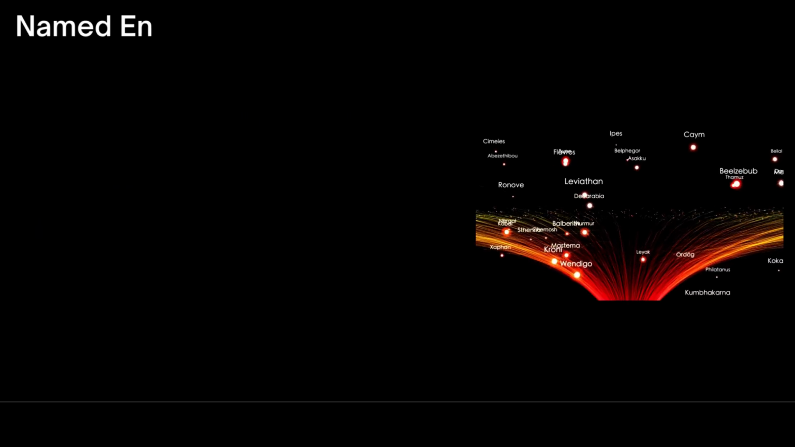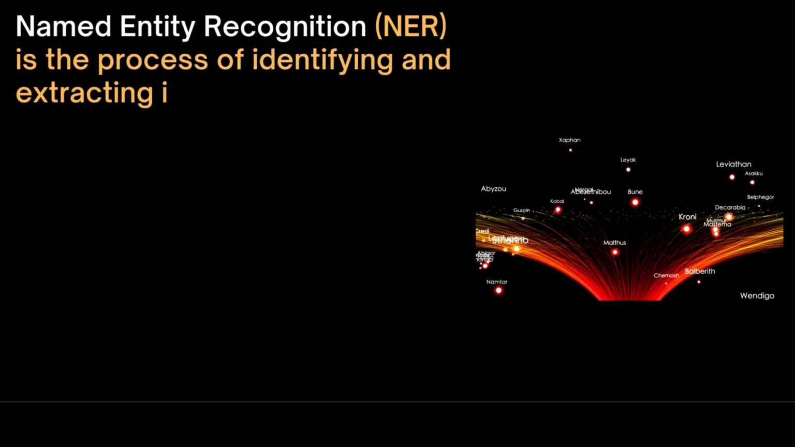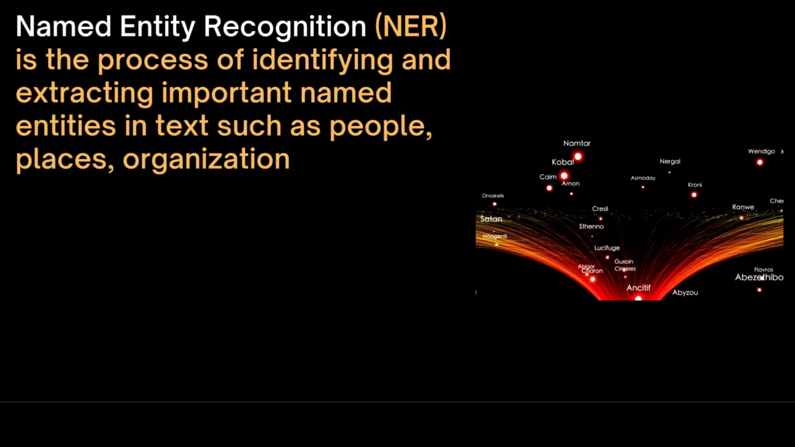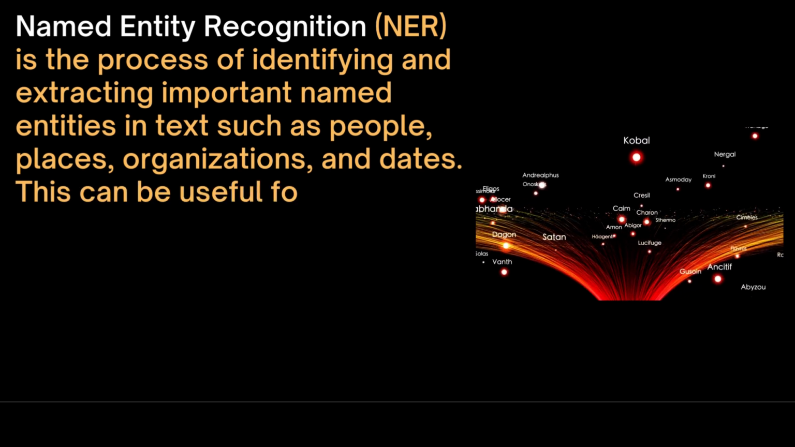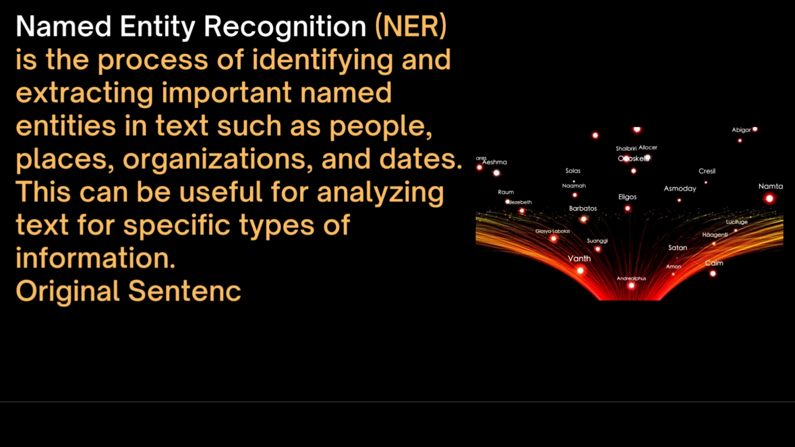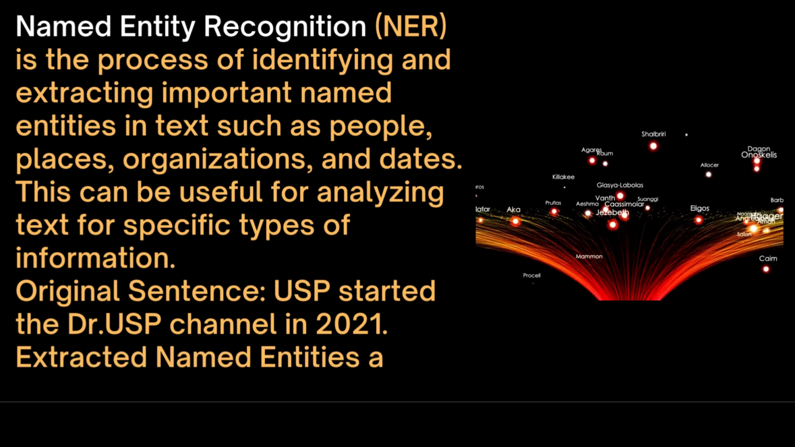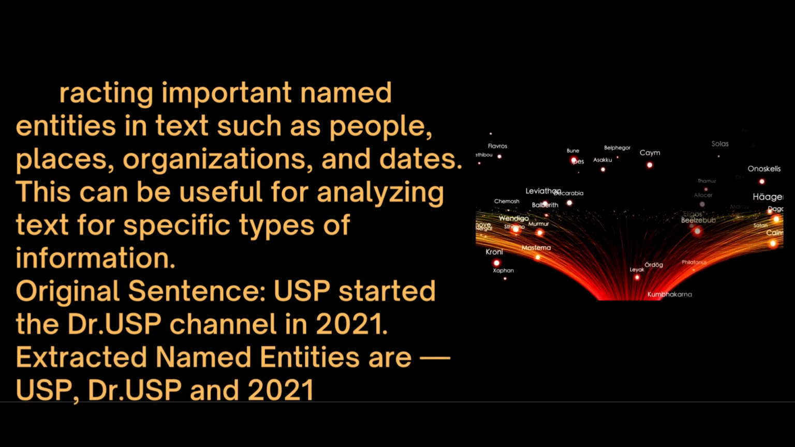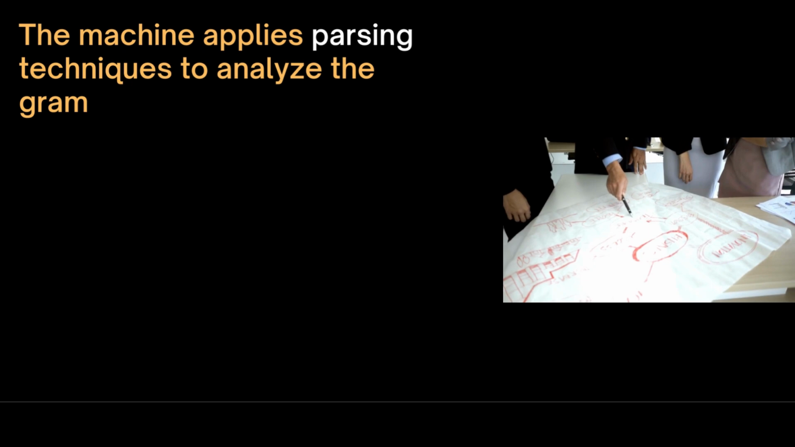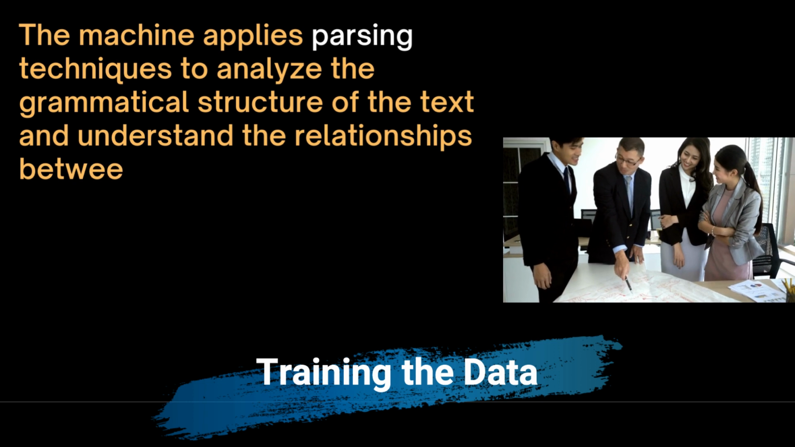The next step is named entity recognition. It's the process of identifying and extracting named entities in text such as people, places, organizations, and dates. This can be useful for analyzing texts for specific types of information. For example, in the original sentence, USP started the Dr. USP channel in 2021. The extracted named entities are USP, Dr. USP, and 2021. The machine then applies parsing techniques to analyze the grammatical structure of the text and understand the relationships between the different parts of the text.